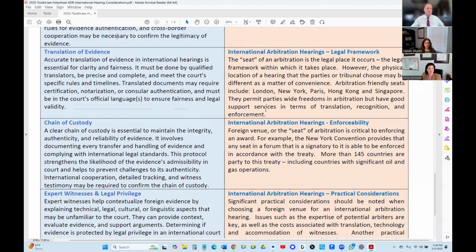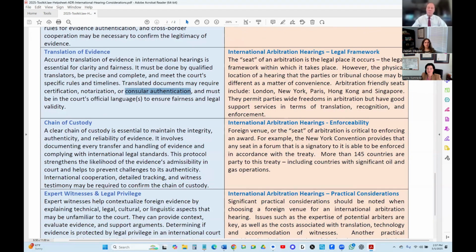Regarding translation of evidence, which we touched on a little earlier, accurate translation of evidence in international hearings is essential for clarity and fairness. As you can imagine, with all the different international bodies that are involved in court, there are a lot of different language barriers, and translation is regularly required. It must be done by qualified translators. It must be precise and complete and meet the court's specific rules and timelines. Translated documents may require certification, notarization, or consular authentication and must be in the court's official language or languages to ensure fairness and legal validity.